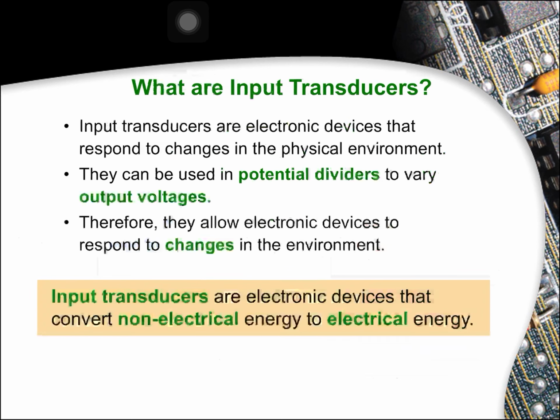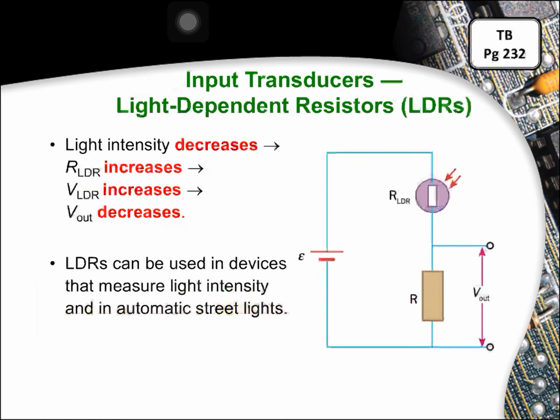Input transducers basically respond to changes in the physical environment. And then they are used in potential dividers to vary output voltages. Alright? So one example would be the LDR. Turn to page 232 of your textbook, please highlight that there.